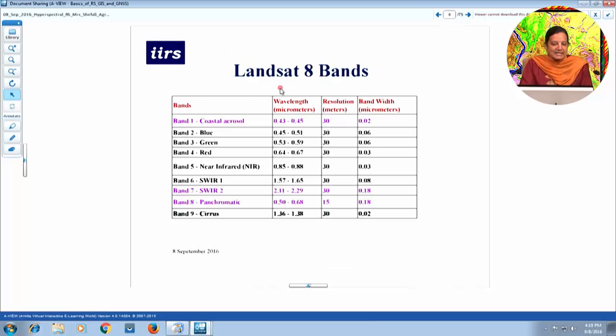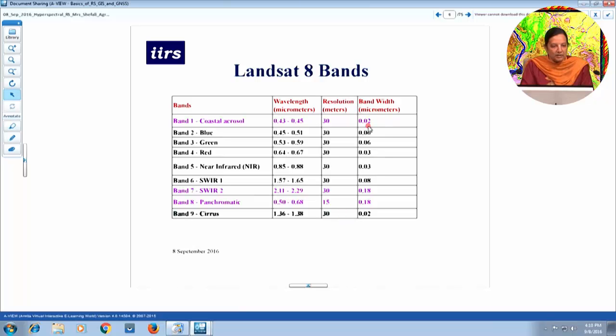Now if I look at the Landsat 8 bands, in this Landsat 8 dataset there are 9 bands. Look at the ones highlighted in pink: there is a coastal aerosol band. Each band has a wavelength region associated with it. For example, coastal aerosol is from 0.43 to 0.45, and the blue band is 0.45 to 0.51. Each of them has a variable spatial resolution: panchromatic has the high spatial resolution of 15 meters, and the others have 30 meters. Now look at the bandwidth.